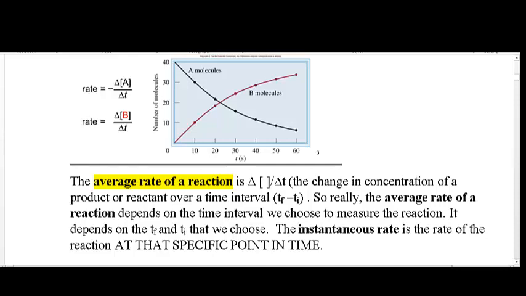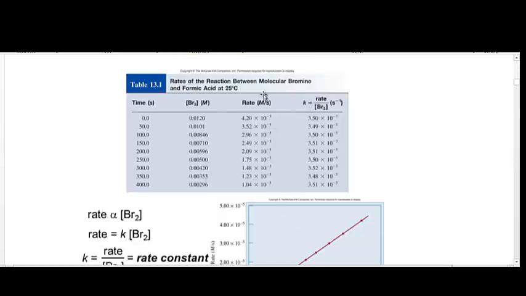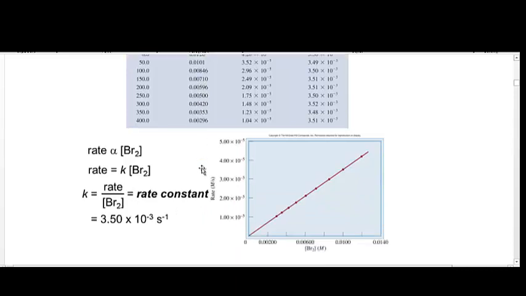So the instantaneous rate is how fast the reaction is accelerating. Here's some real data for the reaction between molecular bromine and formic acid. Molecular bromine is reddish brown in color, and over time this Br2 is going to decrease and turn colorless. And over time you see a very interesting thing here.